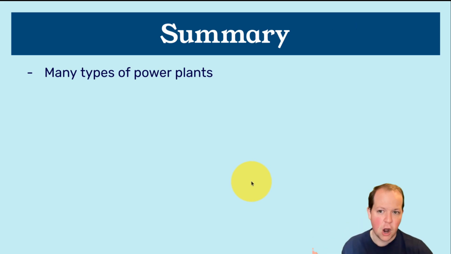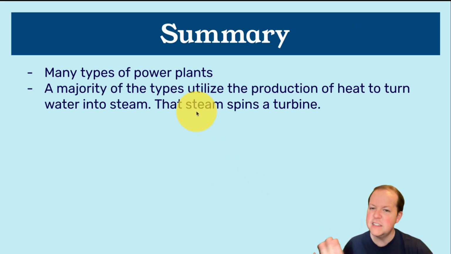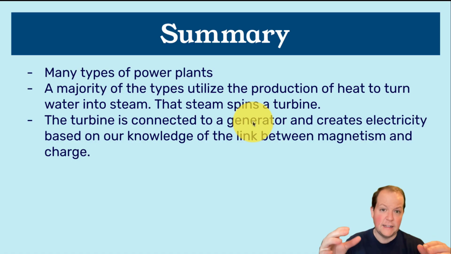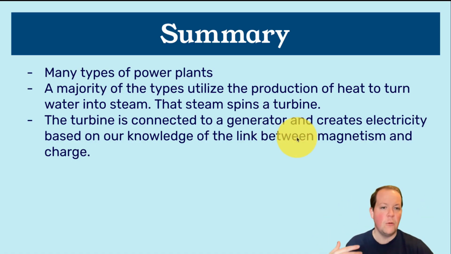So in summary, all right, there are many types of power plants. A majority of the styles of power plants utilize this idea where you want to produce heat in order to turn water into steam, and that steam will spin a turbine. That turbine is connected to our generator, or maybe sometimes a generator might technically include the turbine. It doesn't really matter. But this turbine is spinning wires around magnets. We know based on our knowledge of electricity and magnetism how that will create electricity.